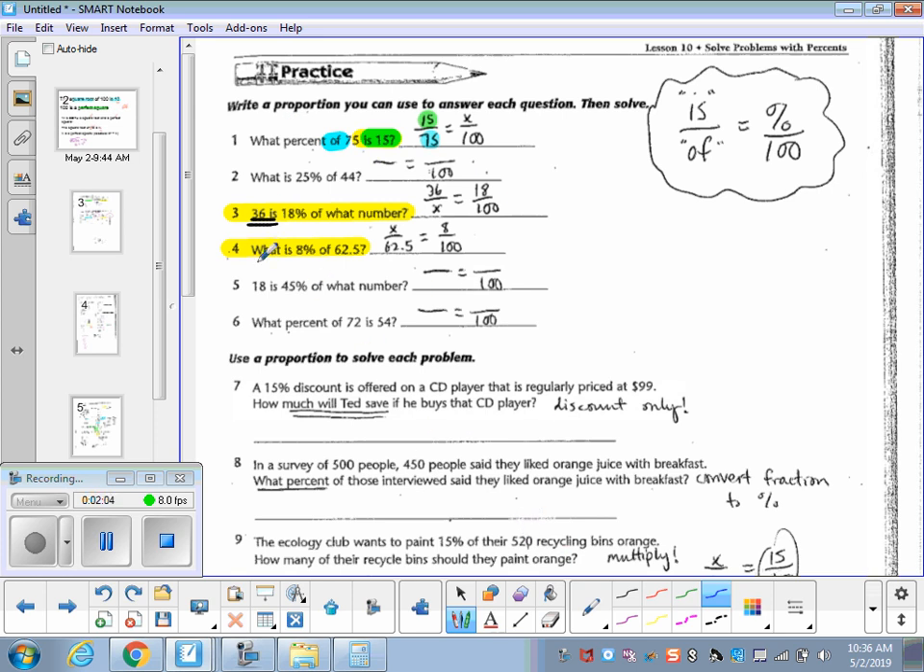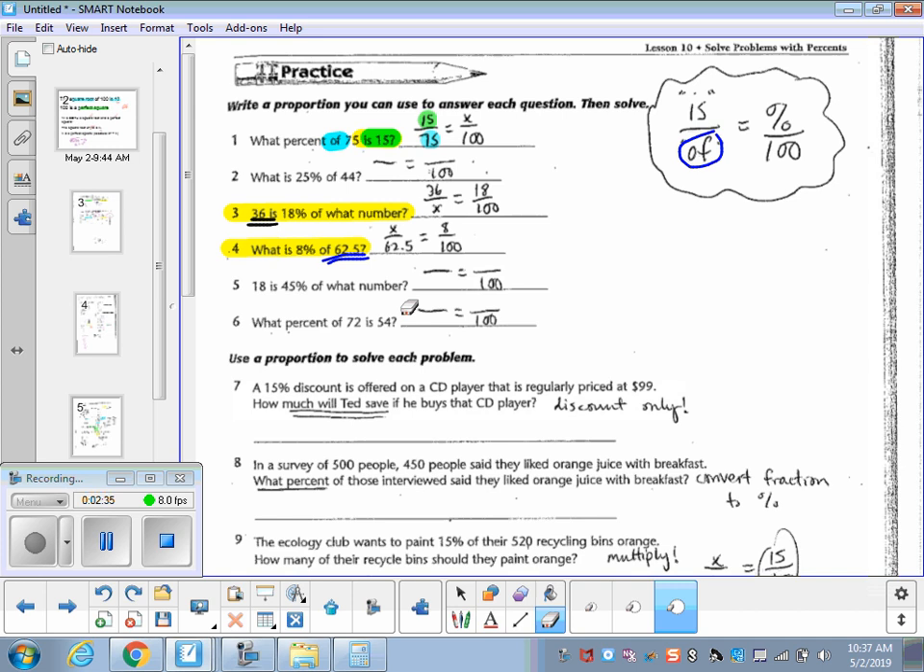Now for number 4, what is, so our unknown is the is. What we don't know is. So that's why the X is up for is. And then 8%, the percent is always out of the 100. And then we have of 62.5. So the of 62.5, of is always in the denominator. So we have 8%, and we want to know what is 8% of a total of 62.5. So now you just cross multiply and divide.